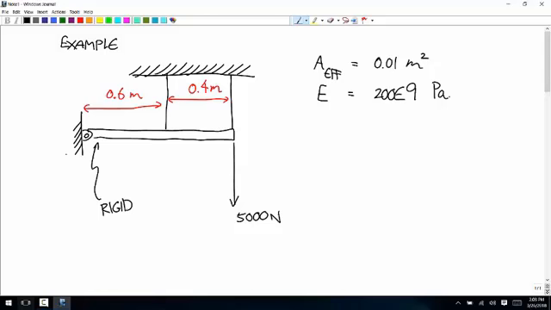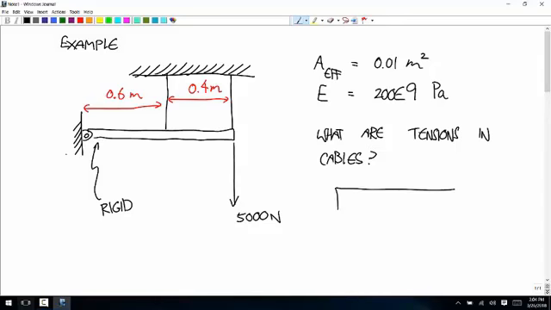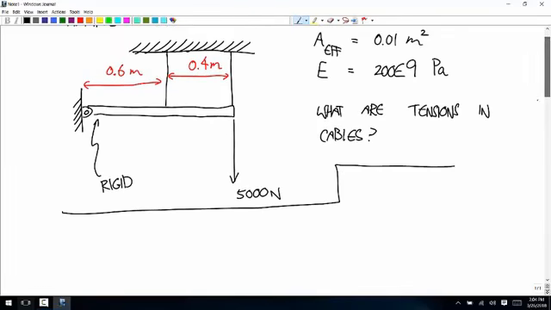And we want to know what are the tensions in the cables. All right, well, first thing we do is the statics, but you can see that this is going to be statically indeterminate because you could take either one of those two cables away and the thing would still be in static equilibrium until the cable broke.